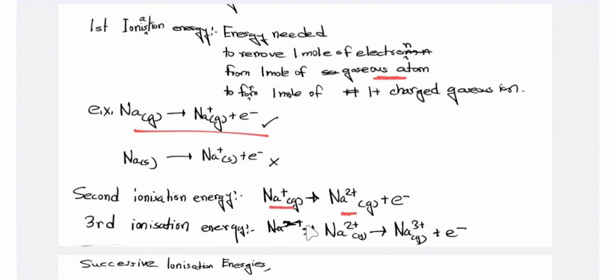Then for the third ionization energy, the product is sodium 2 plus gas, which loses one electron to form sodium 3 plus gas. That means as the ionization energies increase, one electron is removed each time. The first ionization energy forms the sodium plus ion, the second forms the sodium 2 plus ion, and the third forms the sodium 3 plus ion. Each removes 1 mole of electrons to form 1 mole of gaseous charged ion.